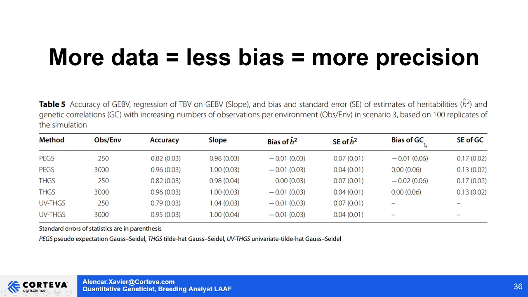Same thing with genetic correlations. It was slightly biased for the 250 observations per environment. They became fully unbiased at the 3,000 individuals per environment mark. And likewise, the precision increased, which is measured by the decrease in standard error. The standard error of genetic correlations went from 0.17 to 0.13.